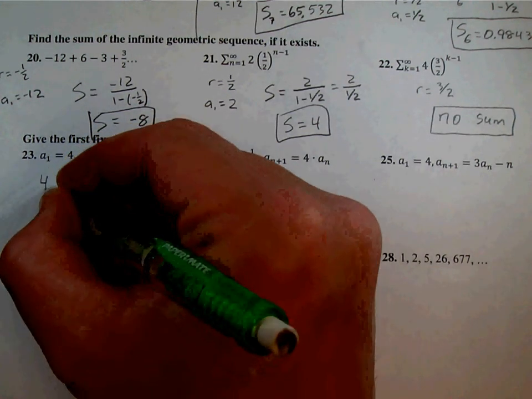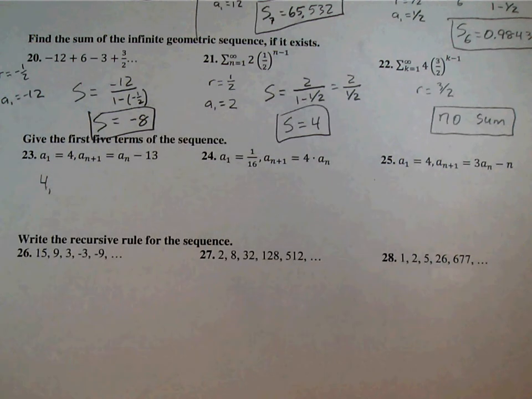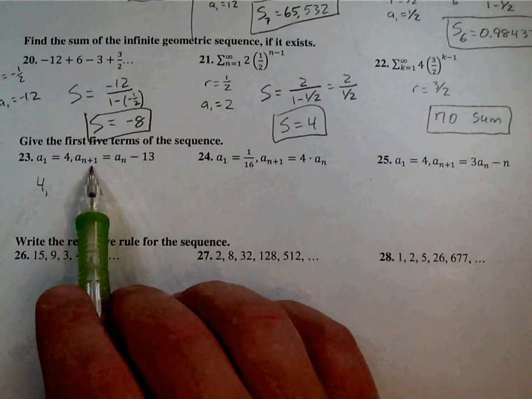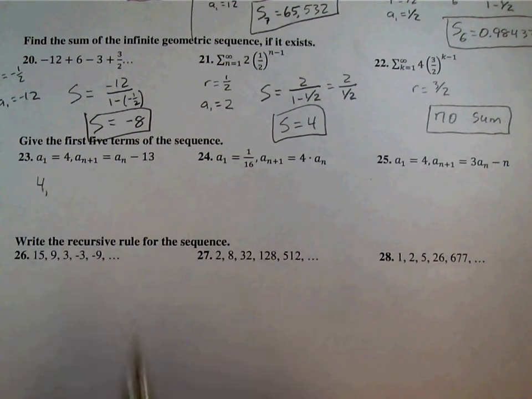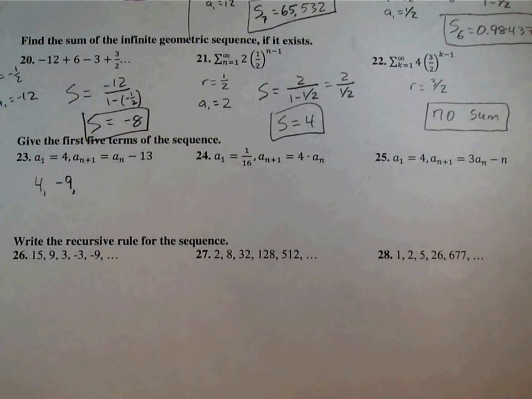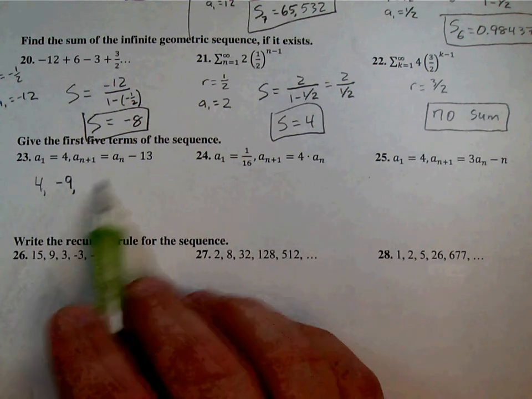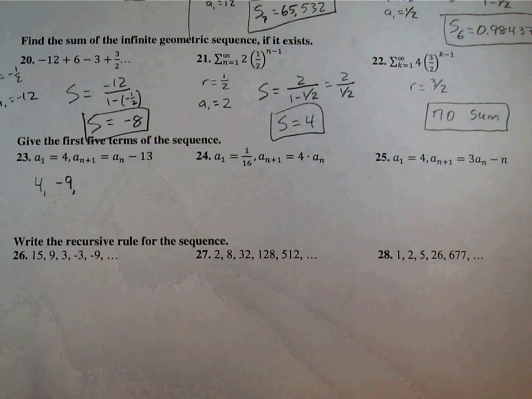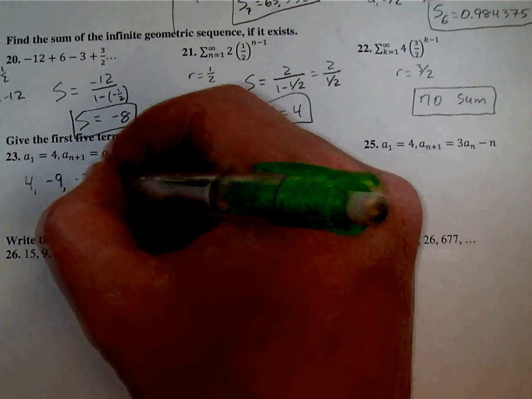I don't care if you list them out separated by commas or if you put a sub 1 equals, a sub 2 equals, a sub 3 equals. That's up to you. But if I want the second term, I have to take the first term minus 13. So 4 minus 13 is negative 9. Then if I want the next term, I have to plug in the negative 9 that I just got. Negative 9 minus 13 is negative 22.